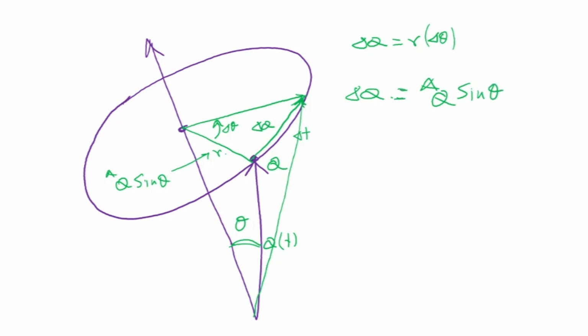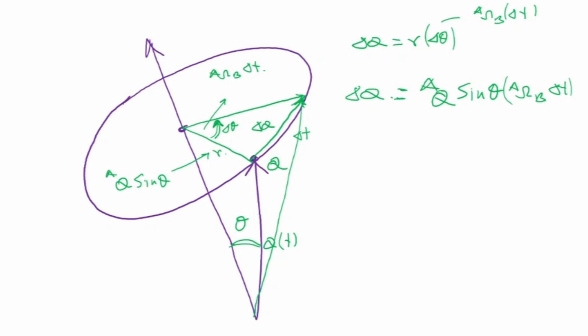And what about del theta? Del theta is a small distance. Now it is traveling with an angular velocity ᴬΩ_B. So the distance is going to be ᴬΩ_B into del t, that's small time. So for the small time, it has covered this much distance. So this angle is equal to ᴬΩ_B del t. So this is ᴬQ_B sine theta into ᴬΩ_B del t.